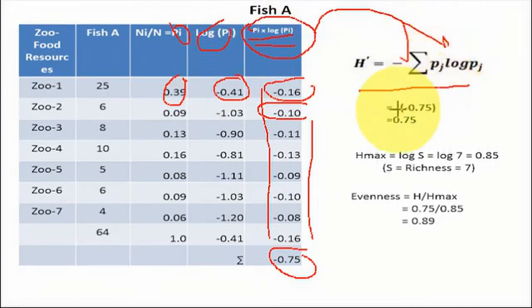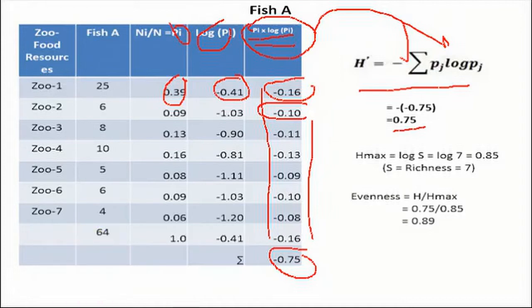So what are we giving here? Minus, so minus 0.75, it is 0.75. Now similar to the Simpson index, there is no upper limit. We cannot say 0.75 is a higher value or a lower value. For that there is a way in the case of the Shannon-Wiener index.